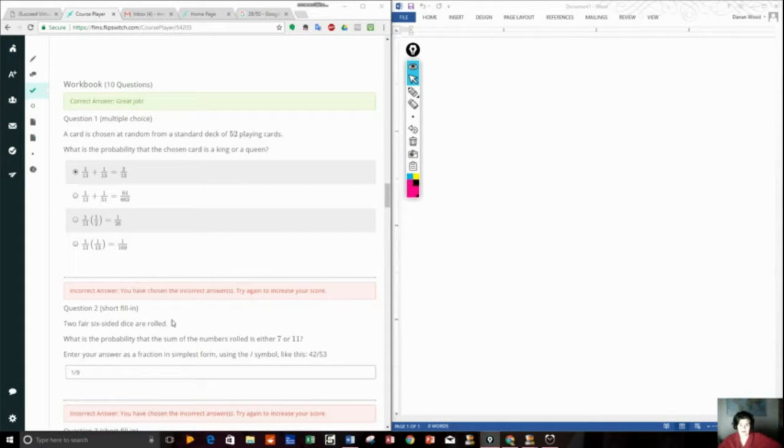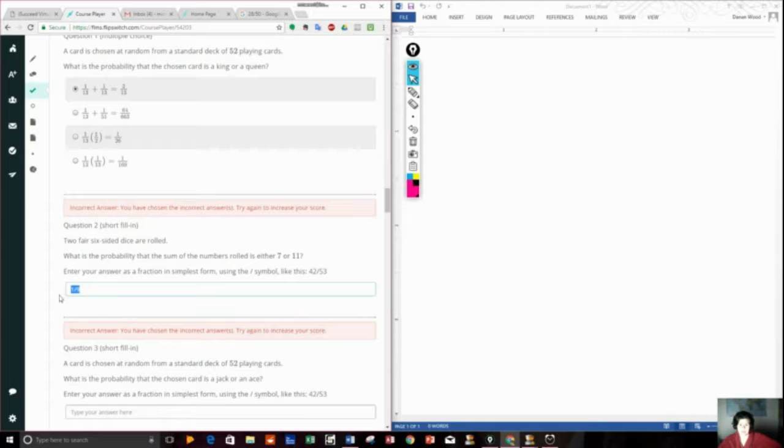2 fair 6-sided dice are rolled. What is the probability that the sum of the numbers rolled is either a 7 or an 11? Okay, so my first question when we're dealing with probability is, what is the total number of outcomes that we can have? What's our sample space? So since we're rolling 2 dice, each one has 6 sides, there's 6 options for the first roll, and there's 6 more options for the second roll. So our total sample space, or our total number of outcomes, is going to be 36.